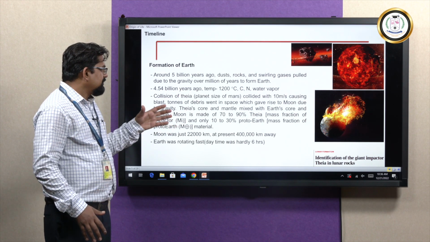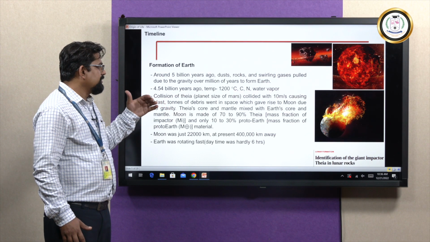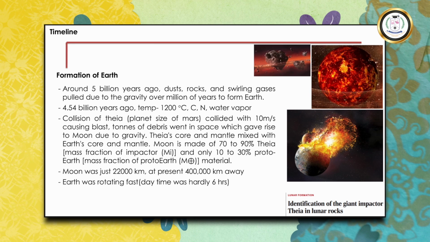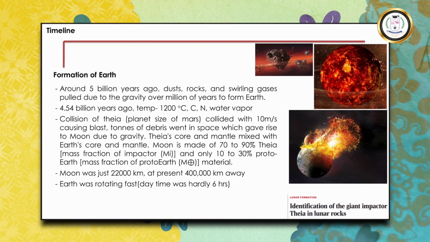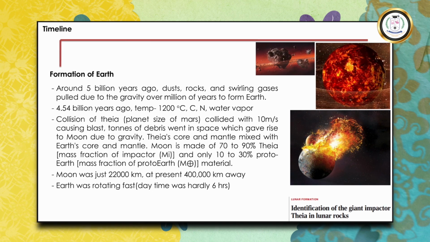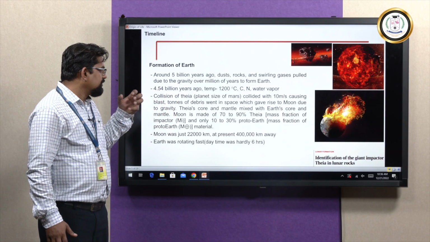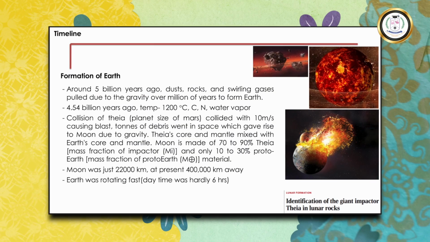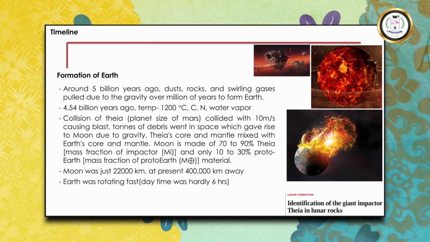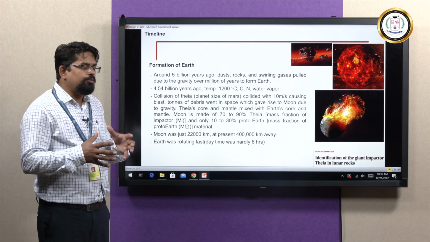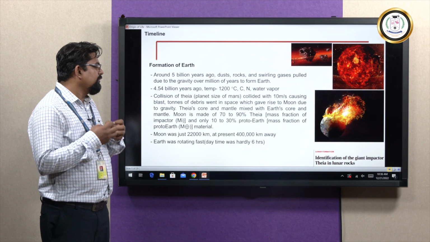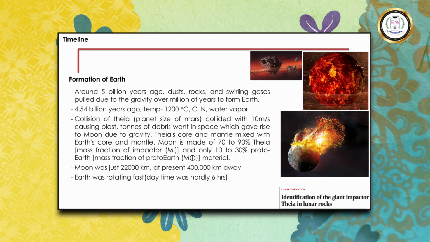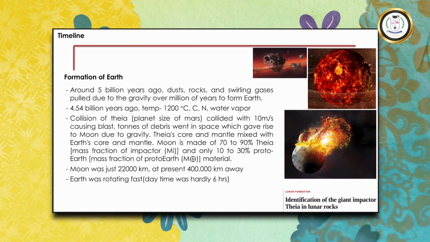At that particular time point the moon was formed, made up of 70 to 90% of Theia and only 10 to 30% of the proto-earth material. When the moon was formed, it was just 22,000 kilometers away, as opposed to the present distance of close to 400,000 kilometers. At that point the earth was rotating at a much faster rate; you can understand the daytime was hardly 6 hours. Now that has happened over millions of years.